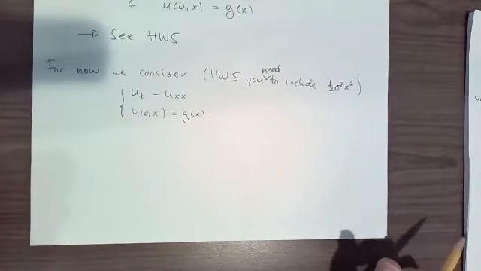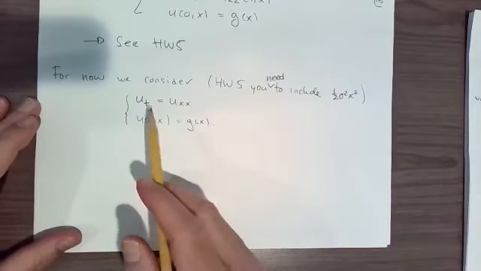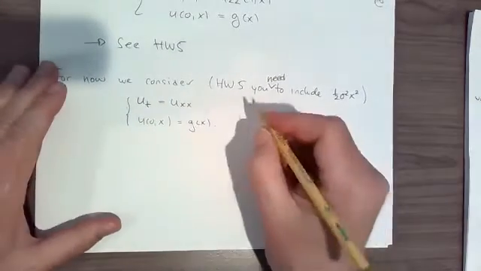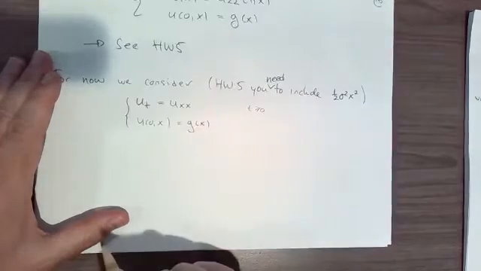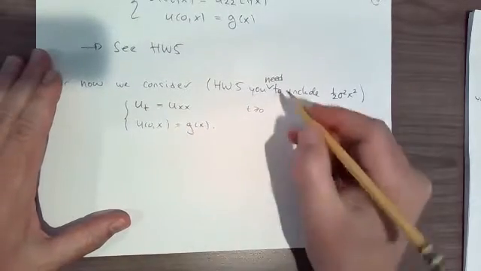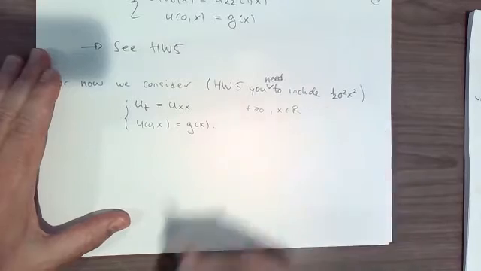So this here is our PDE. T is running, T is positive. Like we have the initial condition. T is positive, and X here is going to be in R.